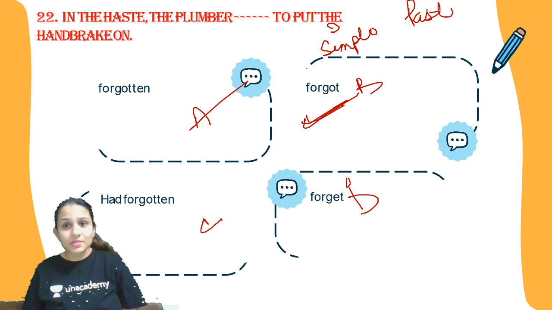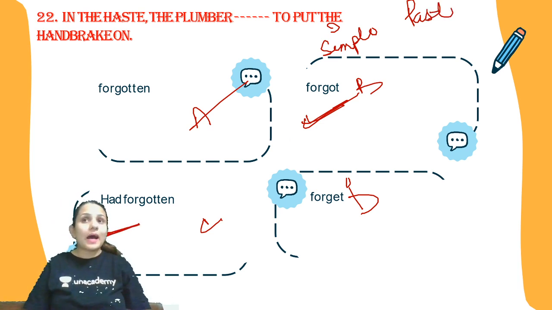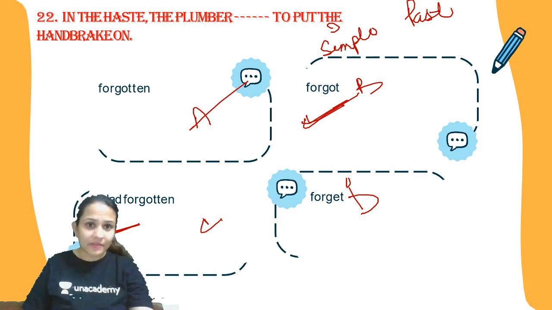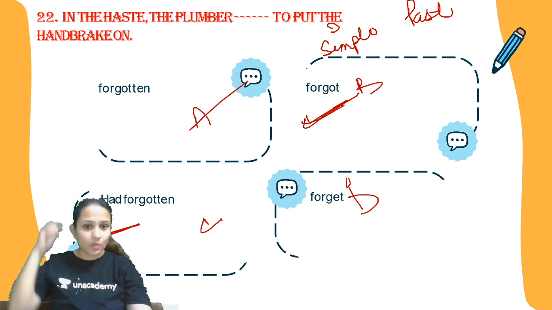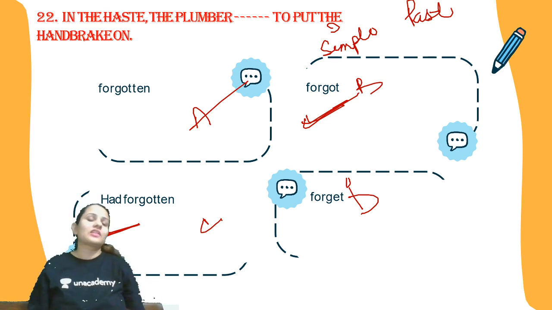It cannot be past perfect because in past perfect there are two activities that happened in the past, and one activity happened before the other one. But here, both the activities happen at the same time. This is a simple past, activities that just happened in the past. So in the haze, the plumber forgot to put the handbrake on.